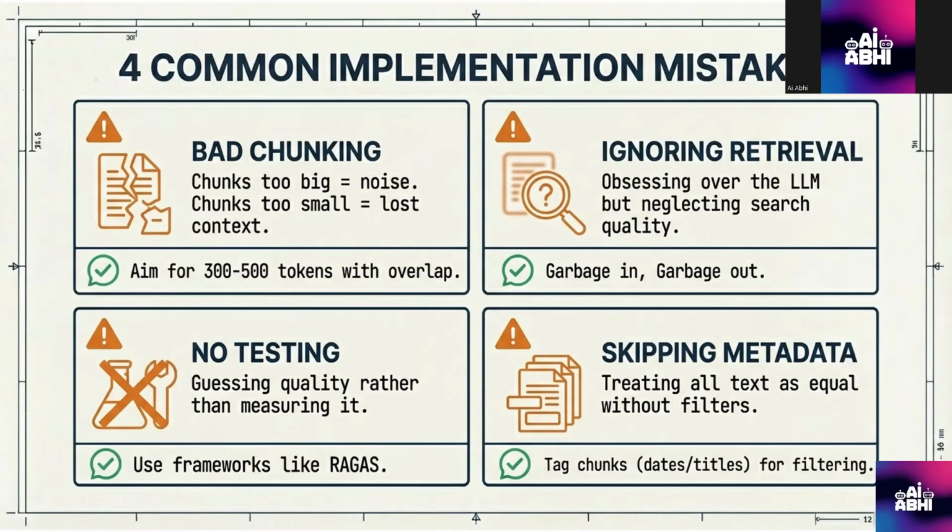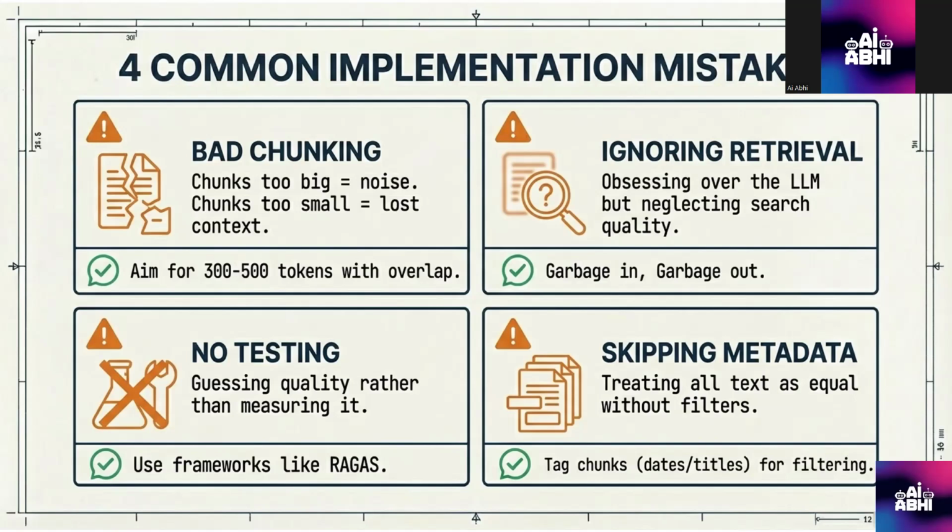Mistake number three is not testing it. You need to evaluate your RAG pipeline. Are the retrieved chunks actually relevant? Is the generated answer accurate? There are tools for this. Ragas is a popular framework for evaluation. LangSmith is also there, if you want to check whether your answers are faithful to the context and whether the context is actually relevant to the question. So this is what you have to do. The third mistake that people make.